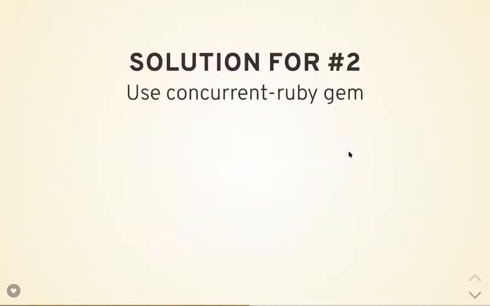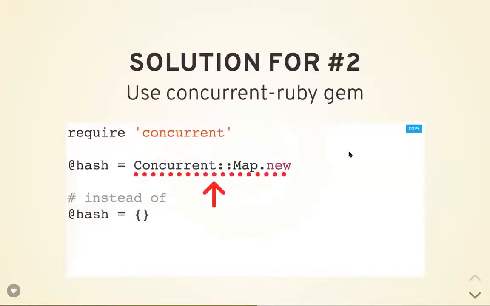The other solution is you can use a proper concurrent map that allows you to, at the same time, access it and modify it. So the concurrent Ruby gem gives you one such tool, the concurrent map. And so if you run this code with concurrent Ruby, it will work.